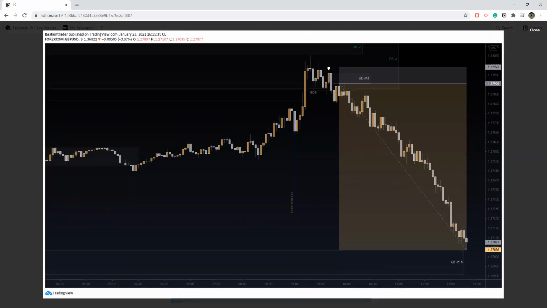Usually what I would like to see is a little bit more of a clear exit from the OB, and then potentially a little bit of a double top right there, tap, and then go. But this is also perfectly fine. And as well, London Open, this is actually the London manipulation. So that is actually textbook.